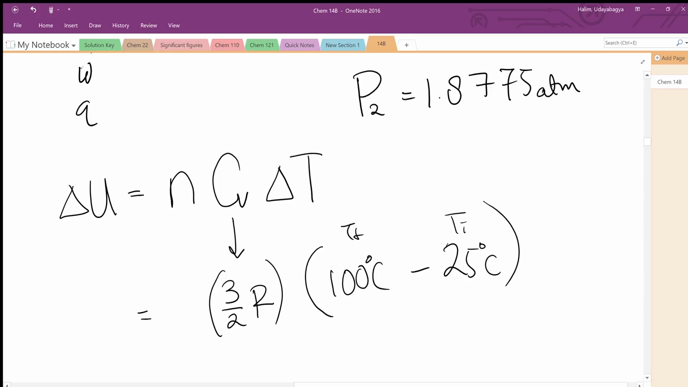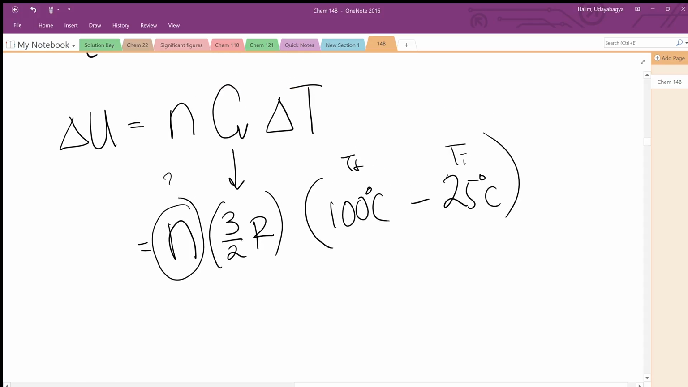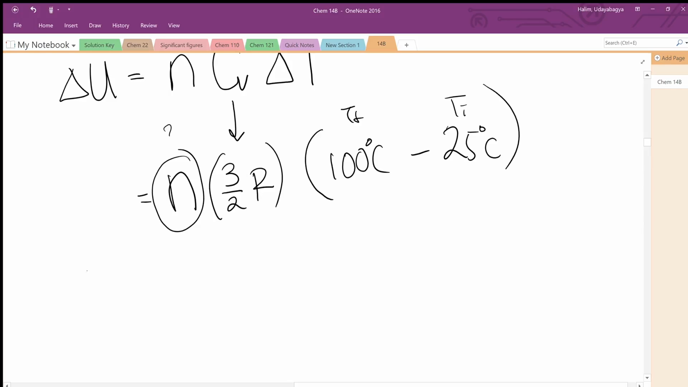Now the question is, what is the number of moles that I have? This is the information that I'm still missing, but I can use the ideal gas law, PV equals nRT. So the number of moles is simply equal to the pressure times volume divided by RT. Okay.